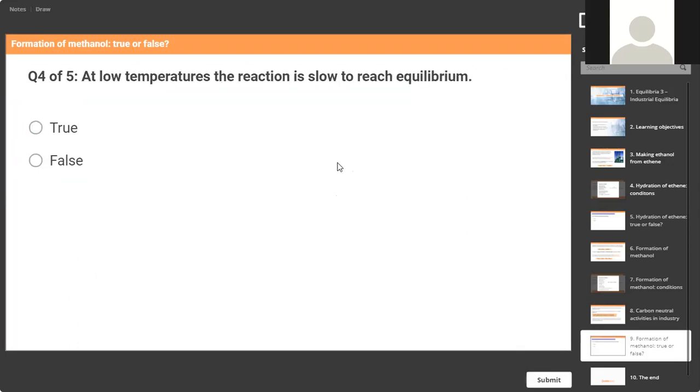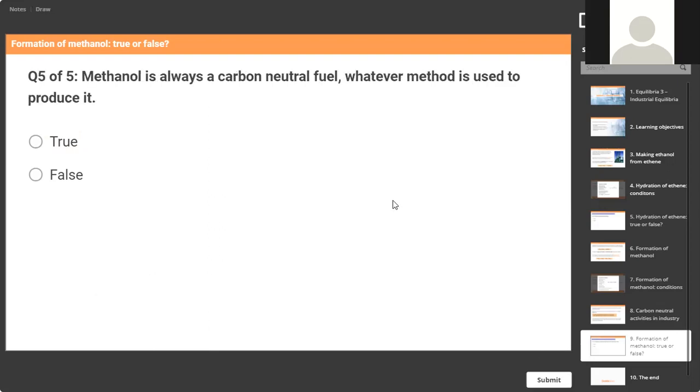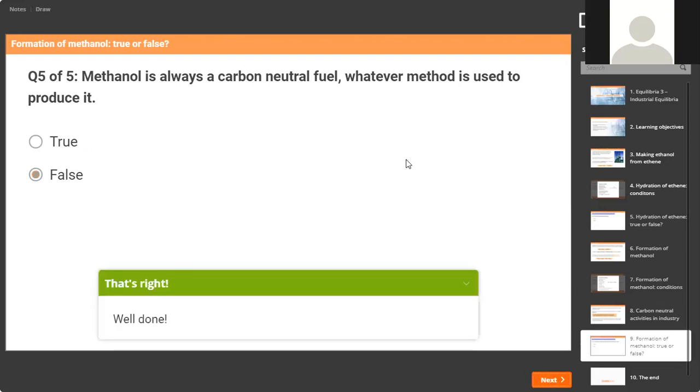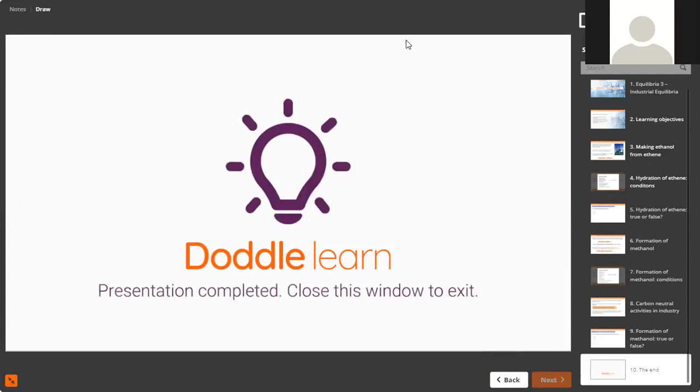And at low temperatures, the reaction is slow to reach equilibrium. True. And then finally, methanol is always a carbon neutral fuel, whatever method is used to produce it. Now, I feel like the answer is false there. It can be a carbon neutral fuel, depending on what method we use. So that is the end of, I'm just going to stop recording now.